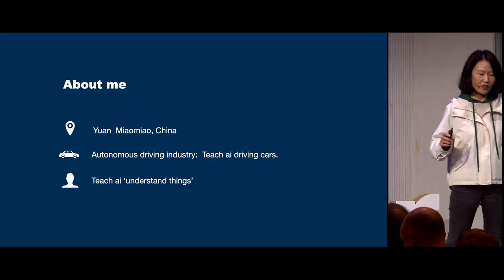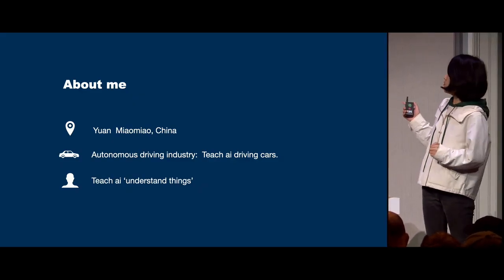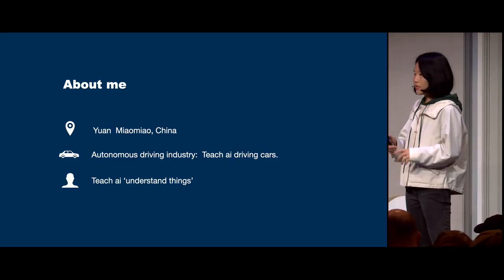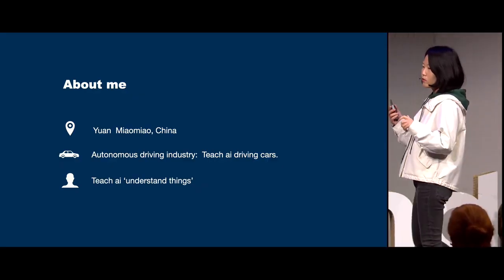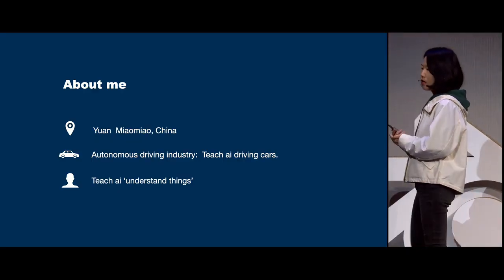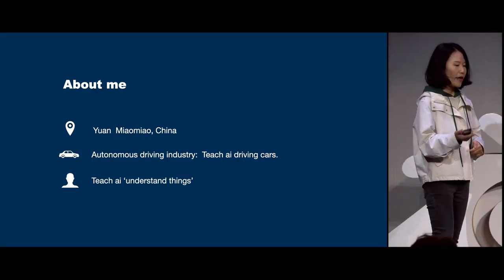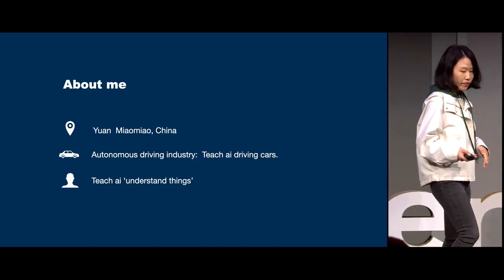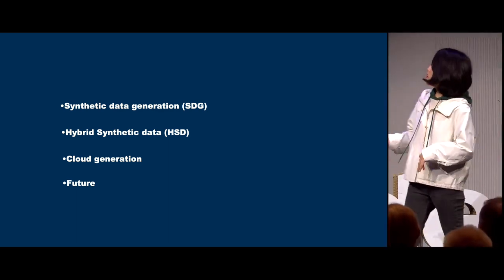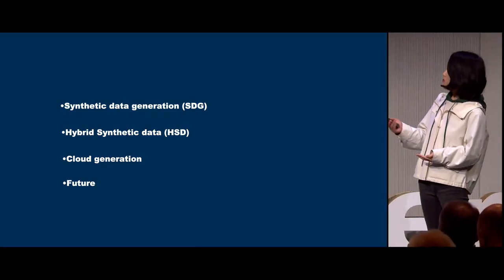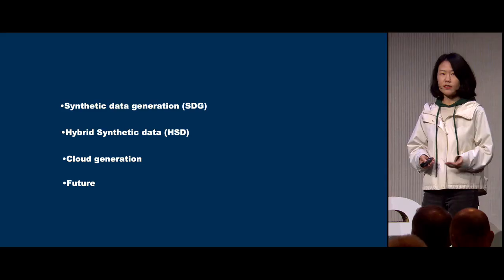But teaching AI driving cars is actually a very big subject. So we are going to limit it into teaching AI to understand things in driving scenarios. Based on an image, our AI should be able to understand what objects are in the scene and their position, location, rotation, velocity. So our AI can make a decision on what to do in this scenario. So I'm going to talk about synthetic data generation, hybrid synthetic data, cloud generation, and some future directions.